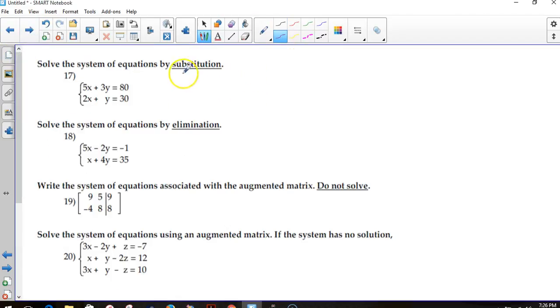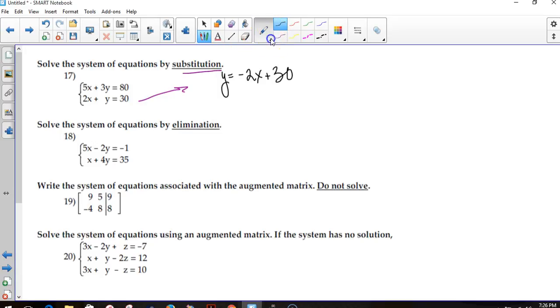It says specifically use substitution. So the idea for substitution is that you're going to rewrite one of the equations where it says y equals or x equals, and then use that to sub out the y or the x for an expression. And so for this one, the second equation is going to be easy to solve for y. If I just subtract the negative 2x, I'll have y equals a negative 2x plus 30.